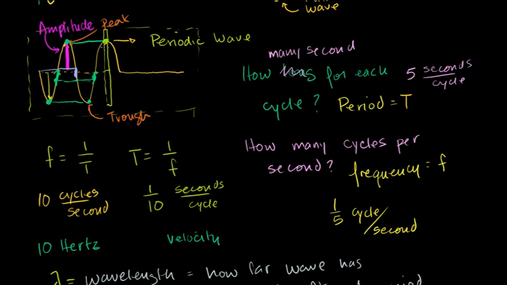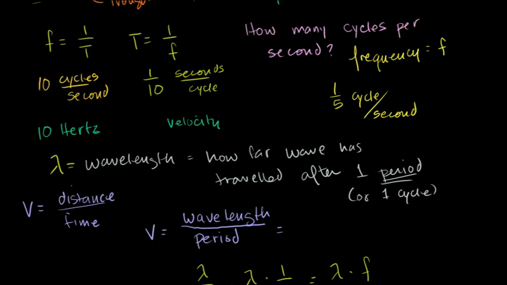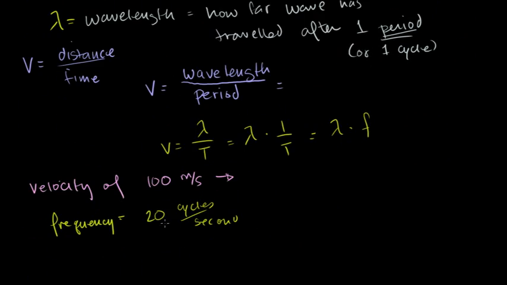If we're talking about 20 hertz, then in 1 second, you would see this go up and down 20 times. 1, 2, 3, 4, 5, 6, 7, 8, 9, 10, 11, 12, 13, 14, 15, 16, 17, 18, 19, 20. That would happen in exactly 1 second. That's what we mean by the frequency being 20 hertz, or 20 cycles per second. So if they gave you the velocity and the frequency, what's the wavelength here?